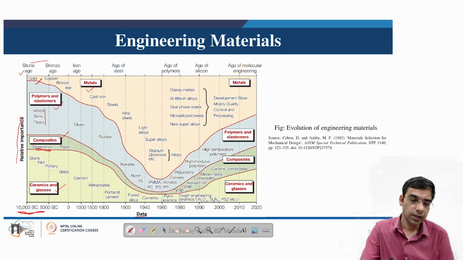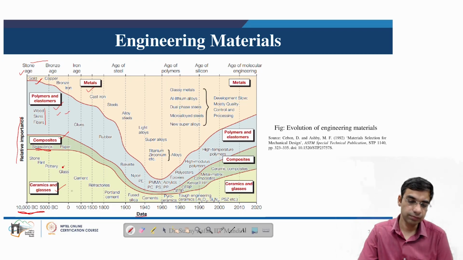So next we entered the Iron Age. In the Iron Age, as the name itself is suggesting, after the Bronze Age, copper and bronze were also discovered, and in the Iron Age, iron was also discovered. And here what we can observe is that the relative importance of metals starts increasing at the expense of the relative importance of polymers and elastomers, as no significant polymer or elastomer was developed or invented here. Paper was also invented in this era, around 5000 BC to 0 AD, and glass was also invented.